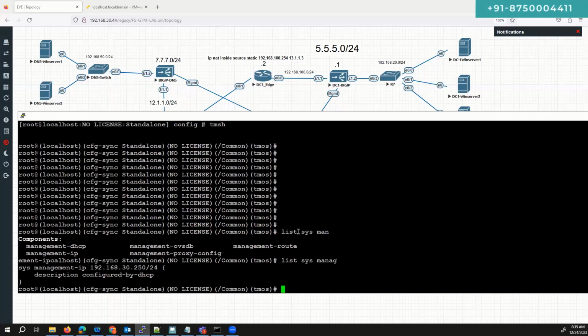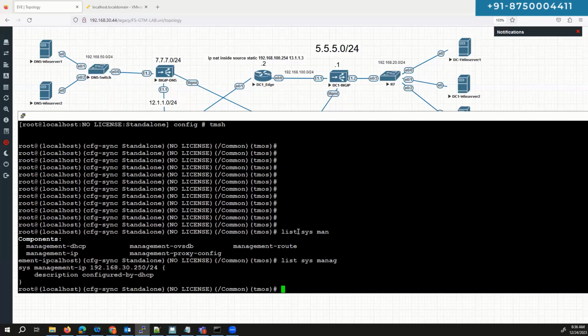So it has obtained an IP address from the DHCP. You can see that. By default on BIG-IPs, the management interface is pre-configured to obtain an IP address from DHCP. If you are running DHCP services in your network, then you would see that your BIG-IP can obtain this IP address automatically from DHCP. Let's keep it from DHCP. I don't have any issues with that.